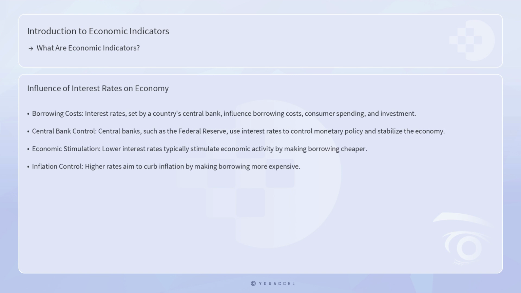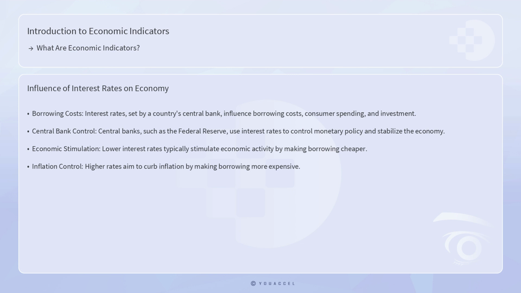Interest rates, set by a country's central bank, are another crucial indicator as they influence borrowing costs, consumer spending, and investment. Central banks, such as the Federal Reserve in the United States, use interest rates to control monetary policy and stabilize the economy. Lower interest rates typically stimulate economic activity by making borrowing cheaper, while higher rates aim to curb inflation by making borrowing more expensive.